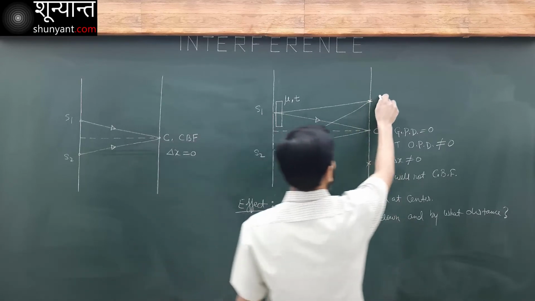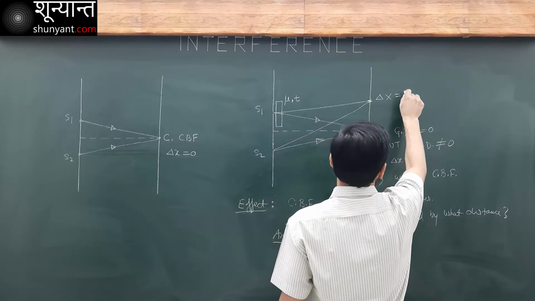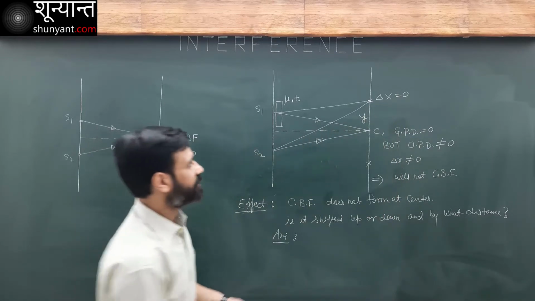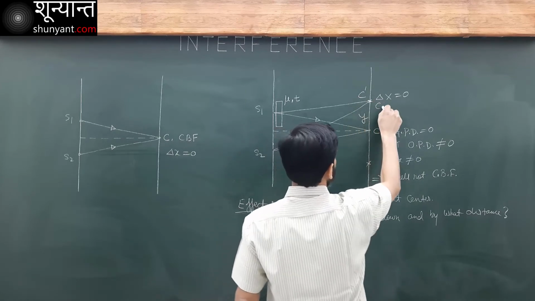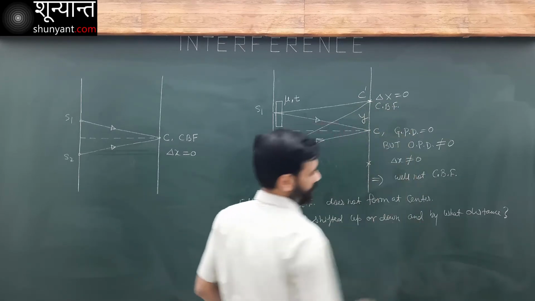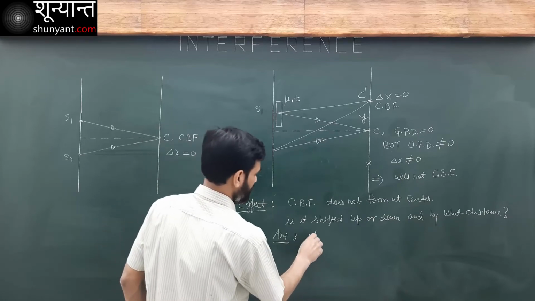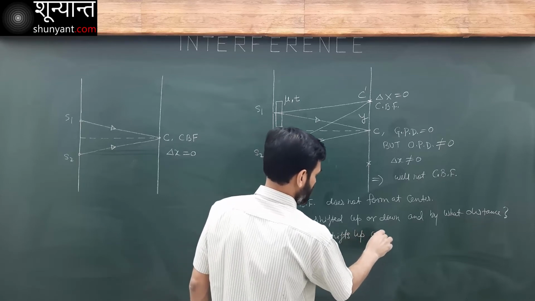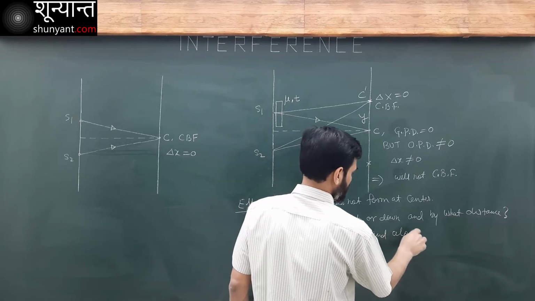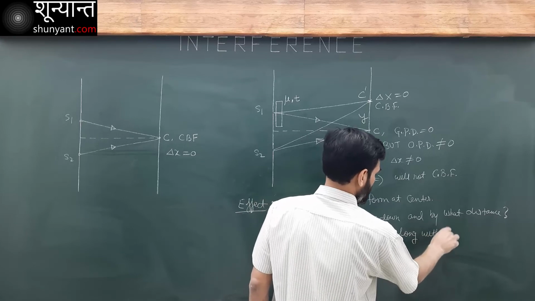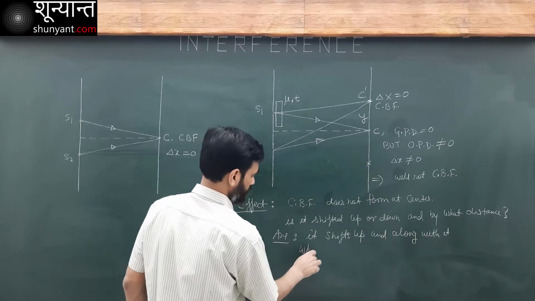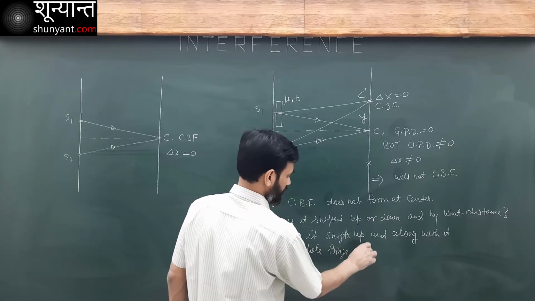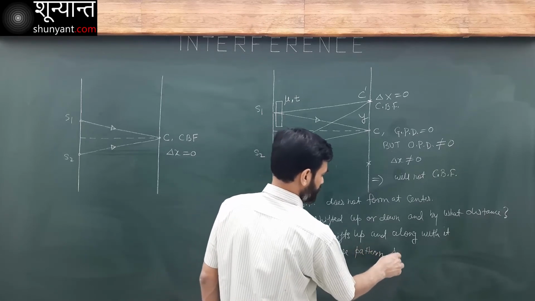At this point, delta x is 0. Let's say that this distance is y. This is the new position of the central bright fringe. So it shifts up, and along with it, the whole fringe pattern shifts up.